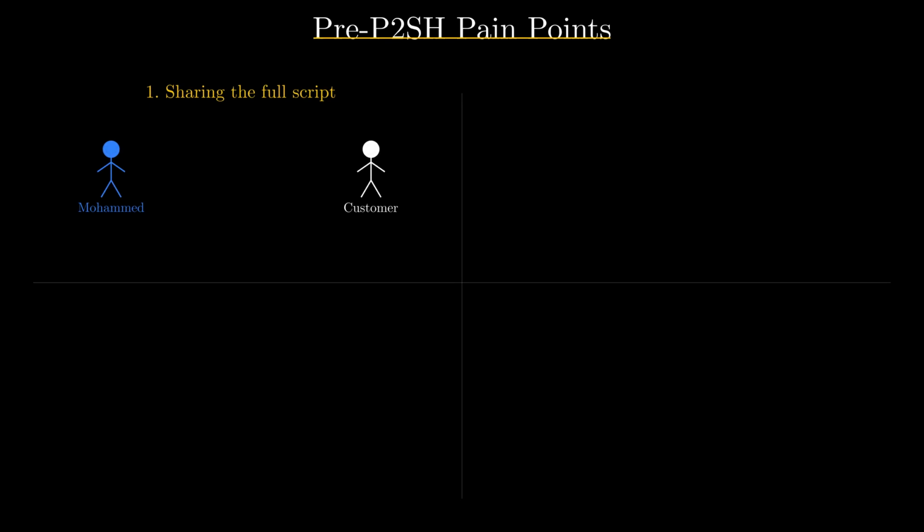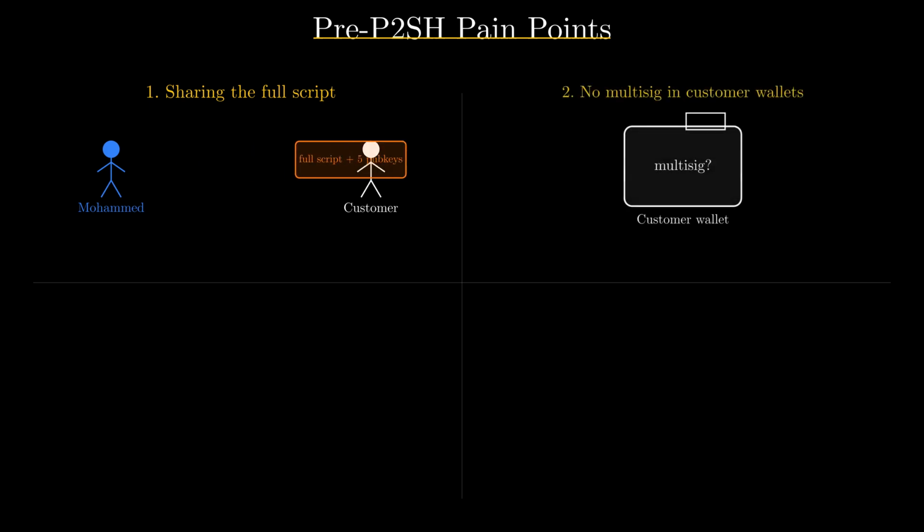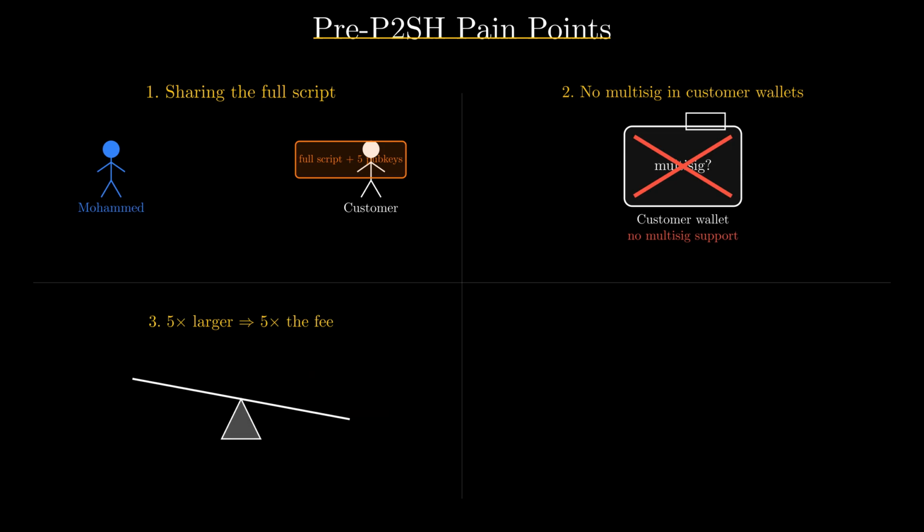First, Mohammed had to share the entire script, all 5 keys in exact order, with every customer who wanted to pay him. Second, customer wallets needed custom multisig support, which most didn't have. Third, the transaction itself was roughly 5 times larger, so the customer paid 5 times the fee just to send money.